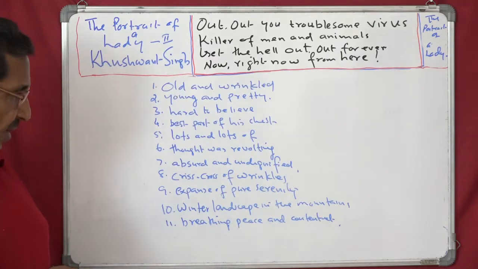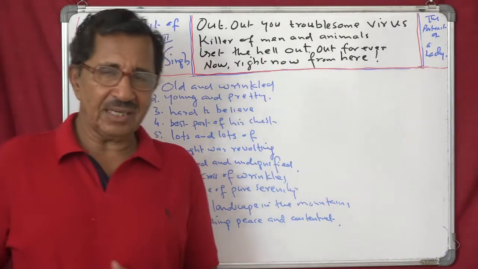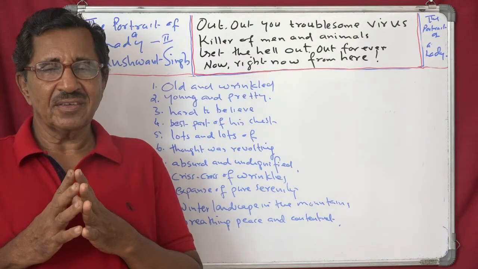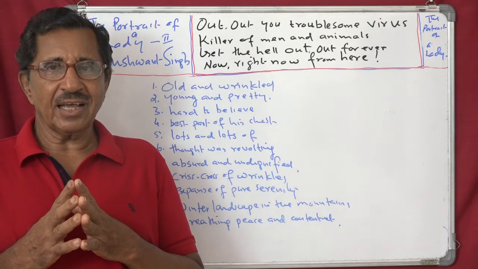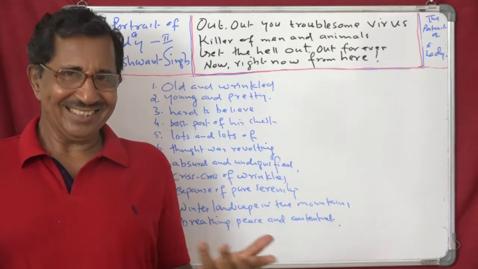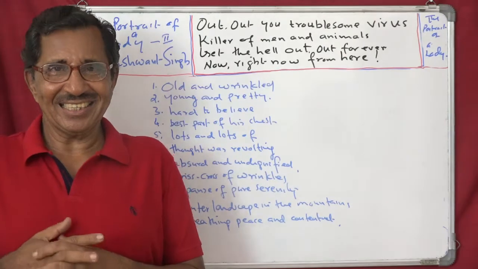as we can see when you read the text. You will find that. Breathing peace and contentment. Contentment means satisfaction. It means a fully satisfied person. If you look at me, I am breathing peace and contentment. Right? Free. Isn't it? Yeah.